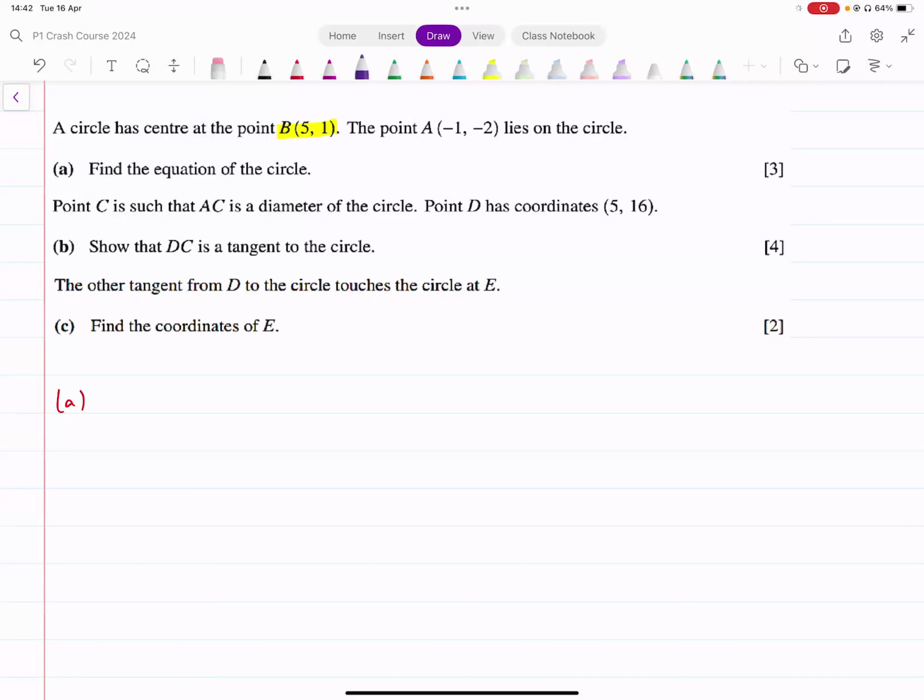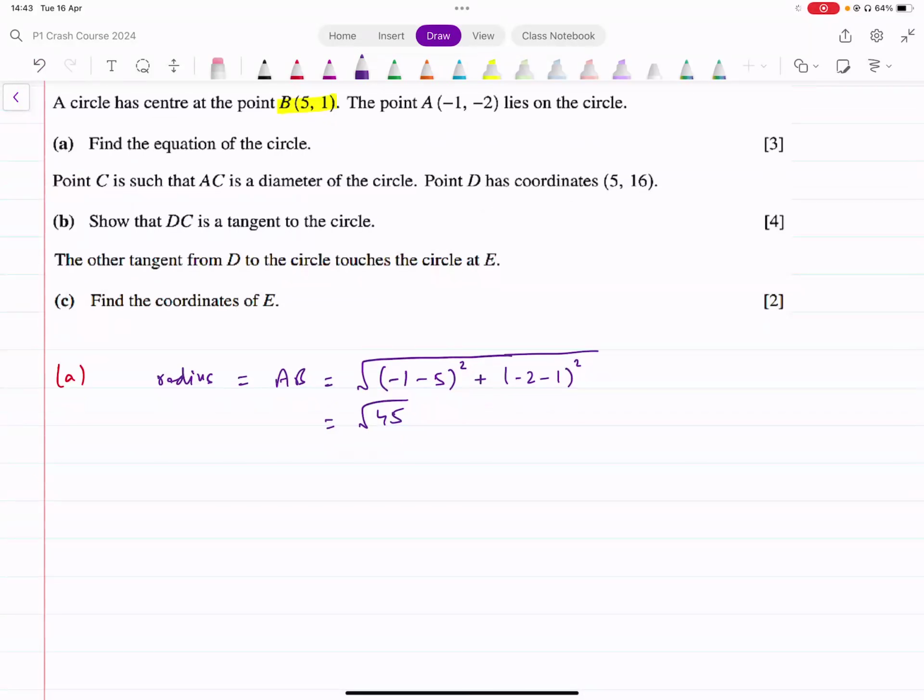How do you find radius? You can just find the distance between these two points. You would say radius equals AB, the length AB. That's x2 minus x1 whole squared plus y2 minus y1 whole squared, and square root of that. So x2 minus x1, you could say that's -1 minus 5 whole squared plus -2 minus 1 whole squared. And that's going to give you 36 plus 9, that's 45, square root of 45. That's the radius. Okay, so you've got the radius of the circle.